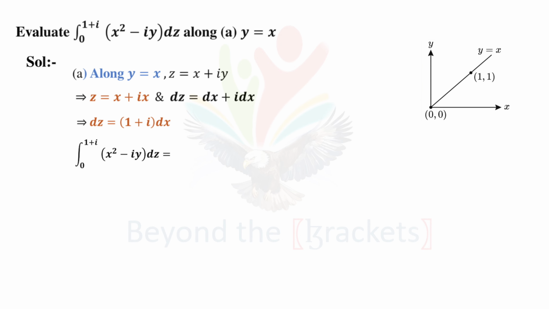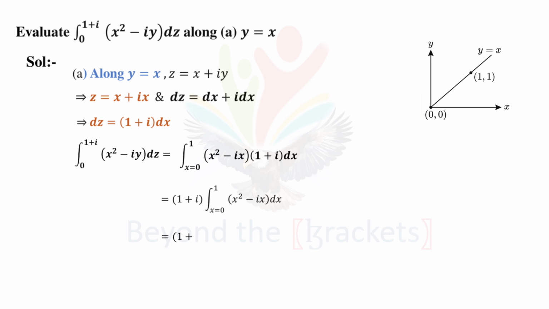Since we are expressing everything in terms of x along the path y is equal to x, as z moves from 0 to 1 plus i, x varies from 0 to 1. x square will be written as it is, minus i into y will be written as x, and the value of dz is (1 plus i) into dx. 1 plus i is constant which is taken outside the integral. We are left with x square minus ix with respect to x.